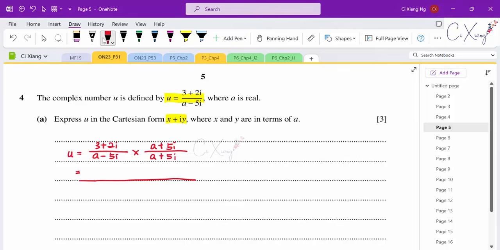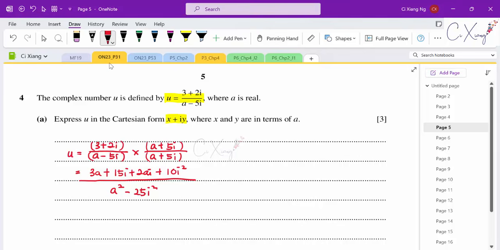So you have to do the multiplication between the two brackets. A times a is a squared. Then you expand negative 5ai plus 5ai, they cancel each other off. Then negative 5i times positive 5i will give negative 25i squared. For the top, if you expand the two brackets, you will have 3a, then plus 15i, then plus 2ai, then plus 10i squared.